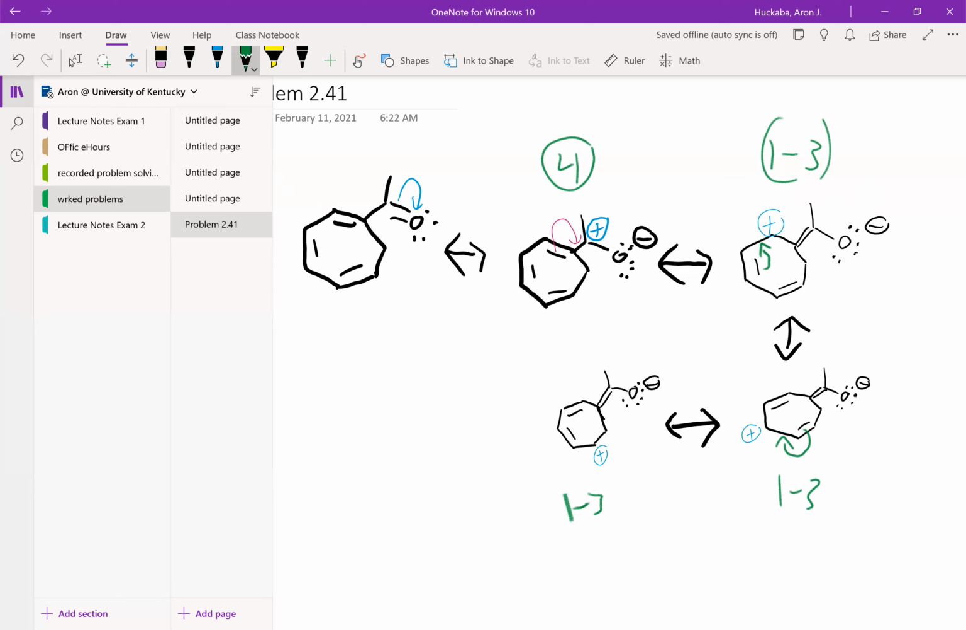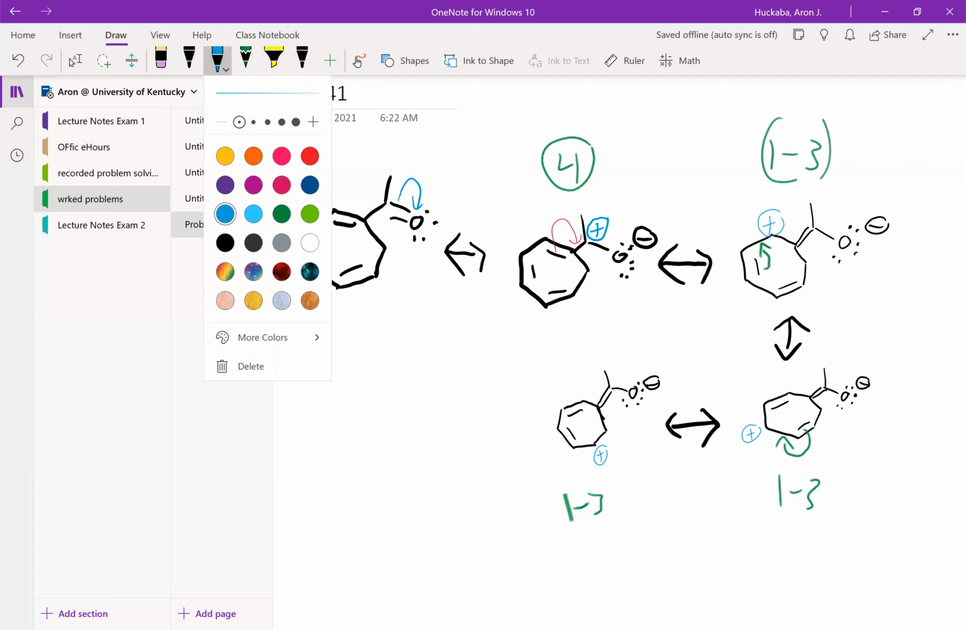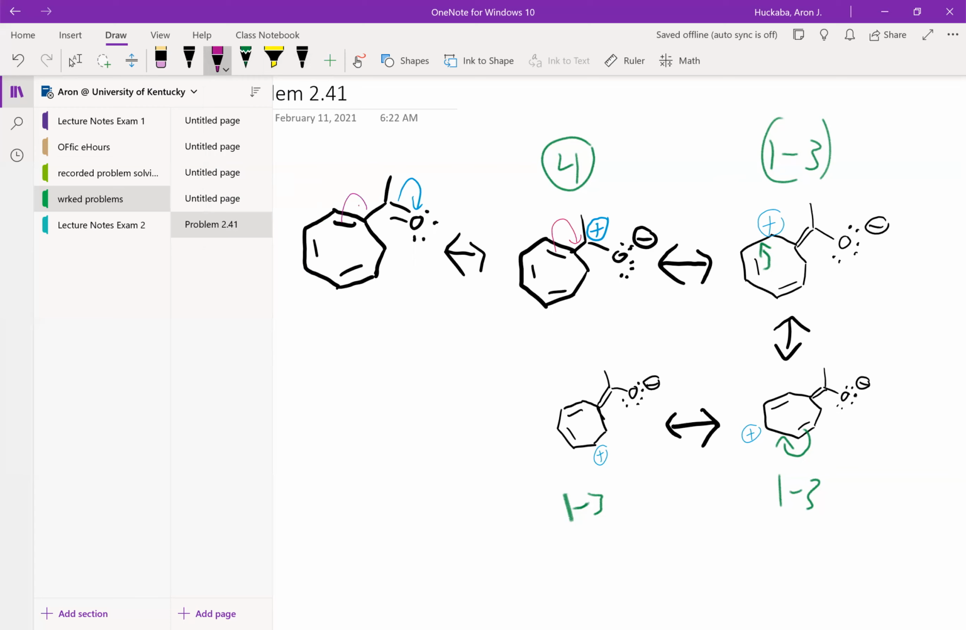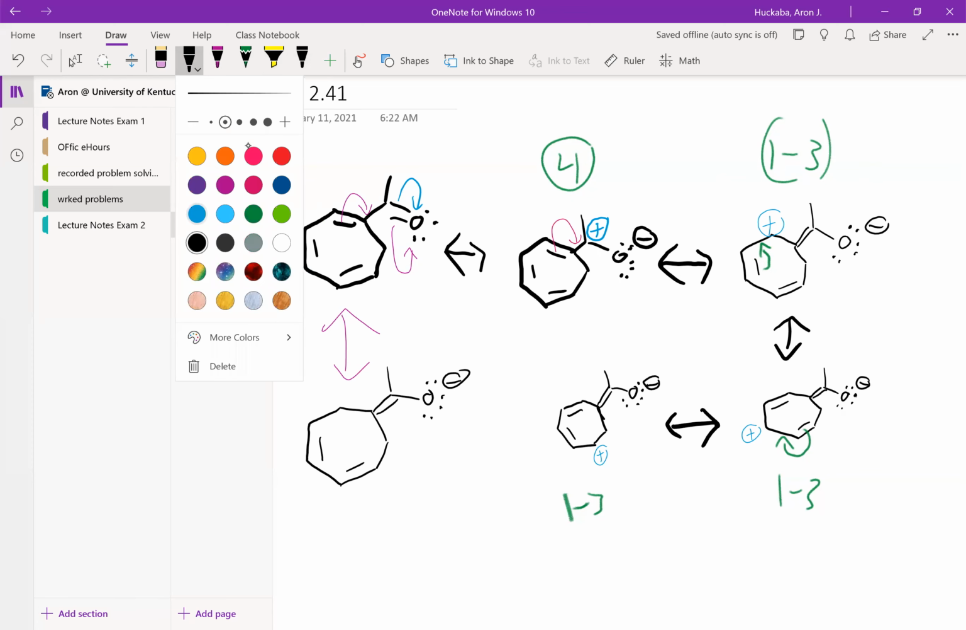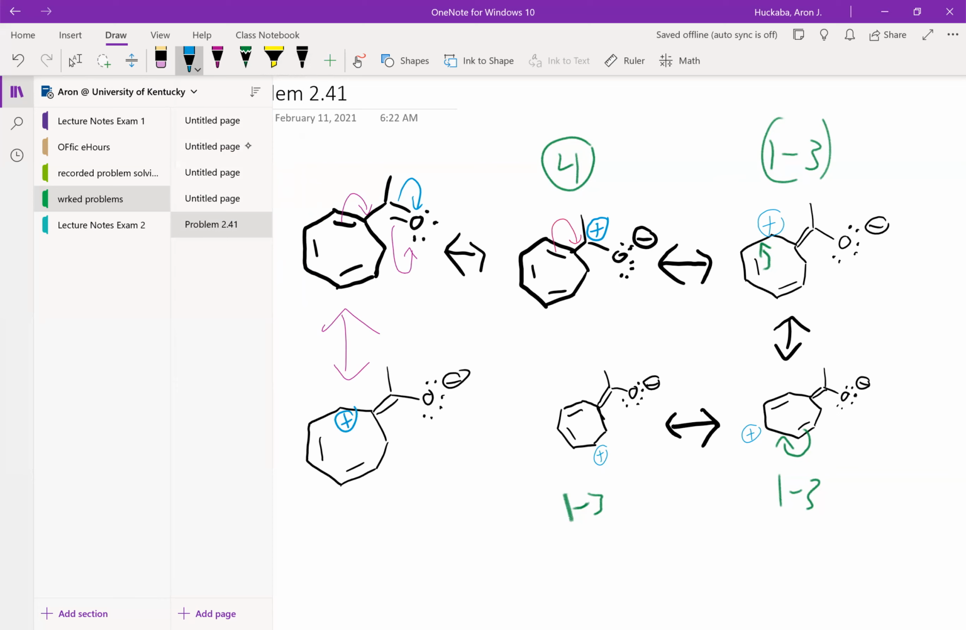Another way you could have gone about getting to these 1 through 3 structures is if you had started by coming up here first. All right, this has been problem 2.41.